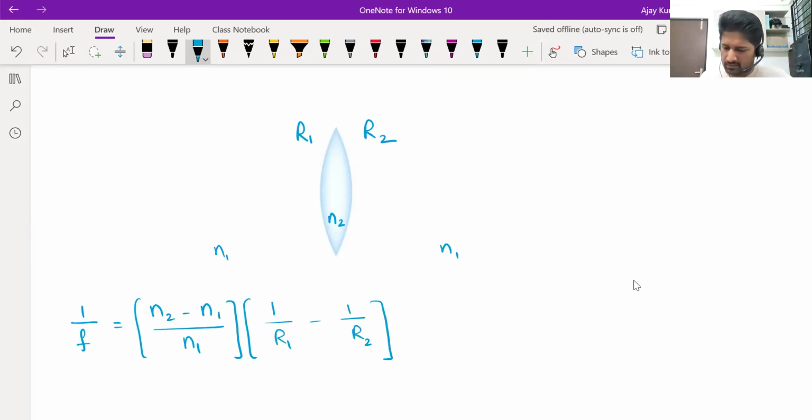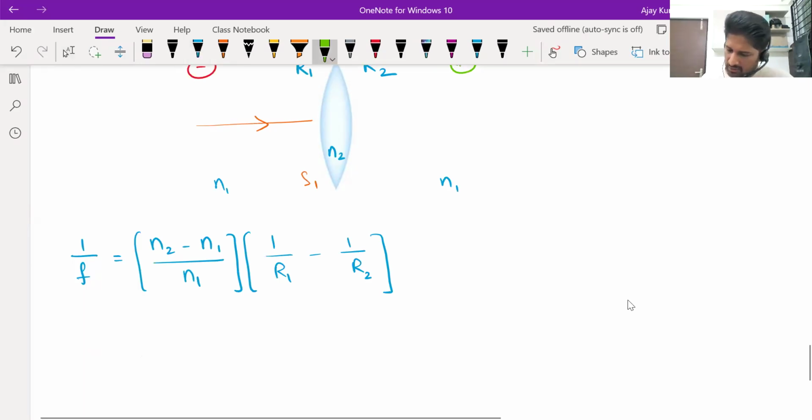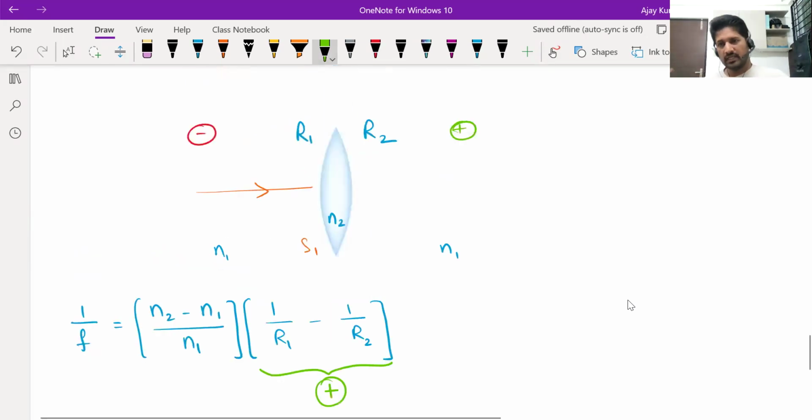Now, if you assume light is incident from the left side, this becomes the first surface. Right direction becomes positive, left direction becomes negative. You'll substitute R1 positive and R2 negative. If you substitute R1 positive and R2 negative, this second bracket will always be positive. Even when light is incident from the other side, that second bracket will be positive only. So for a biconvex lens, generally what we call a convex lens, that second bracket, 1 by R1 minus 1 by R2, is always positive. N2 minus N1 could be positive or negative, depending on the medium in which the lens is placed.